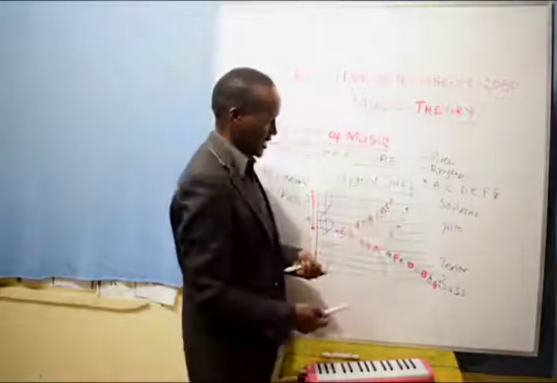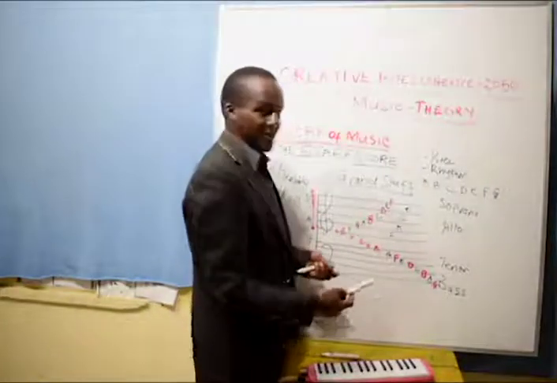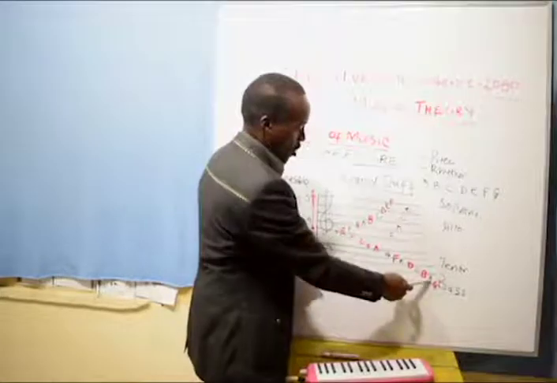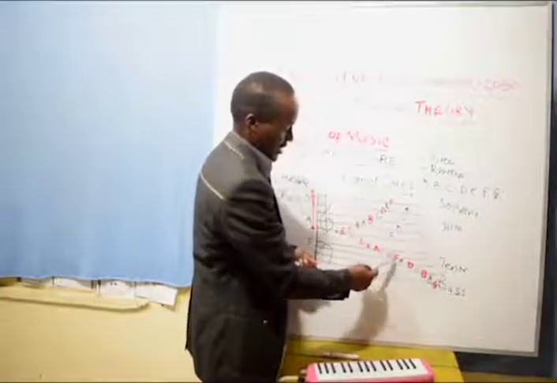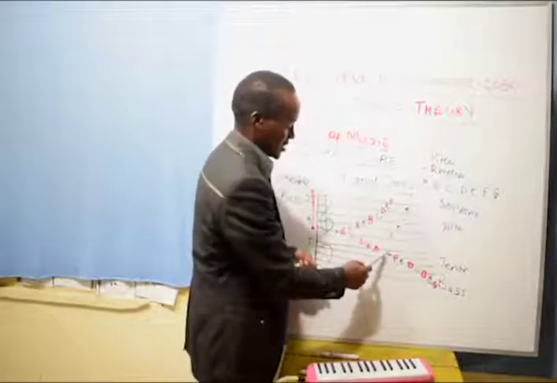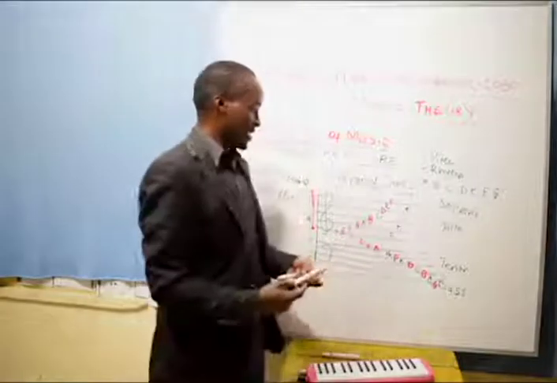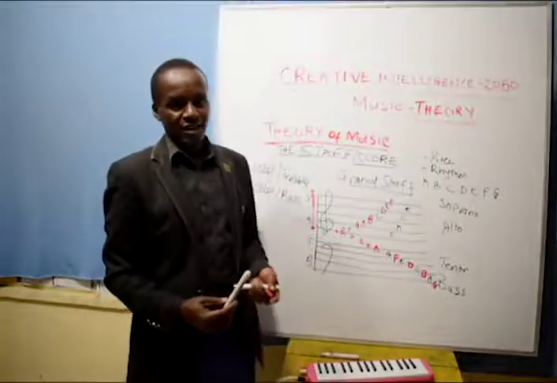Different from what we used earlier on. And then the spaces, we call them All Cows Eat Grass. All Cows Eat Grass. Right? So those are the lines and the spaces for the F clef or the bass clef.